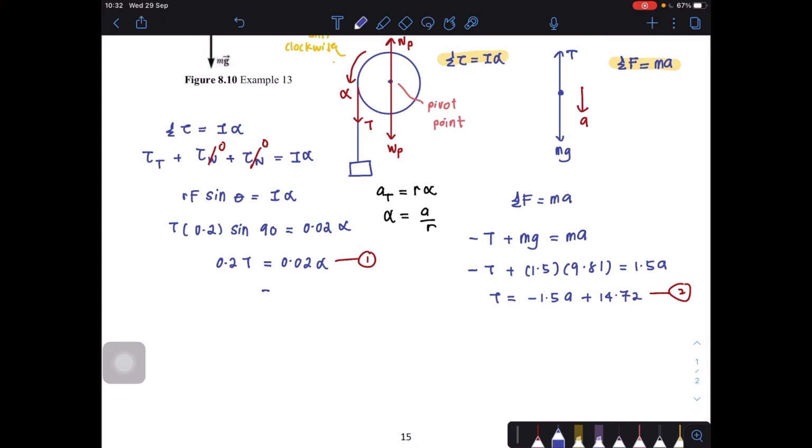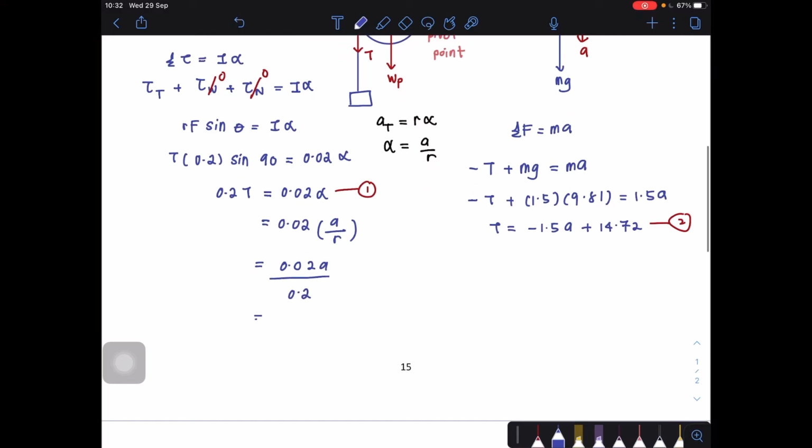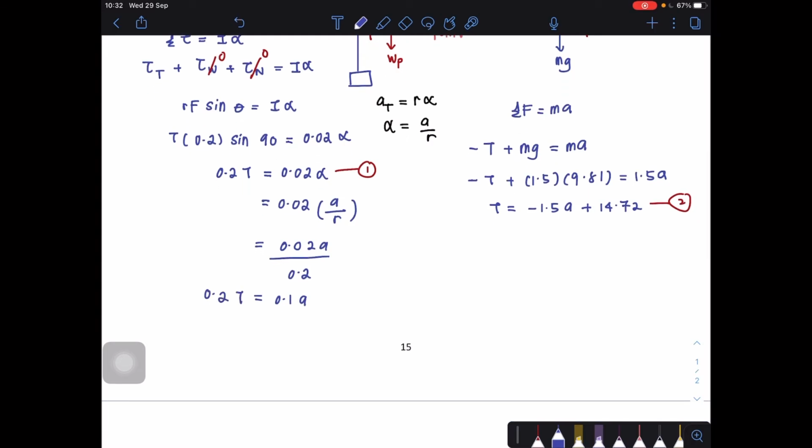Bermaksud, kita akan dapat alpha sama dengan A divided by R. So masukkanlah dekat dalam ni, 0.02 A divided by R. So now kita masukkan value for R 0.2, and then we will get 0.1 A. So now kita letak 0.2 dekat sebelah, akan dapat 0.5 A. So kita sudah dapat equation yang ketiga. So now, these two equations kita boleh samakan dan boleh selesaikan.